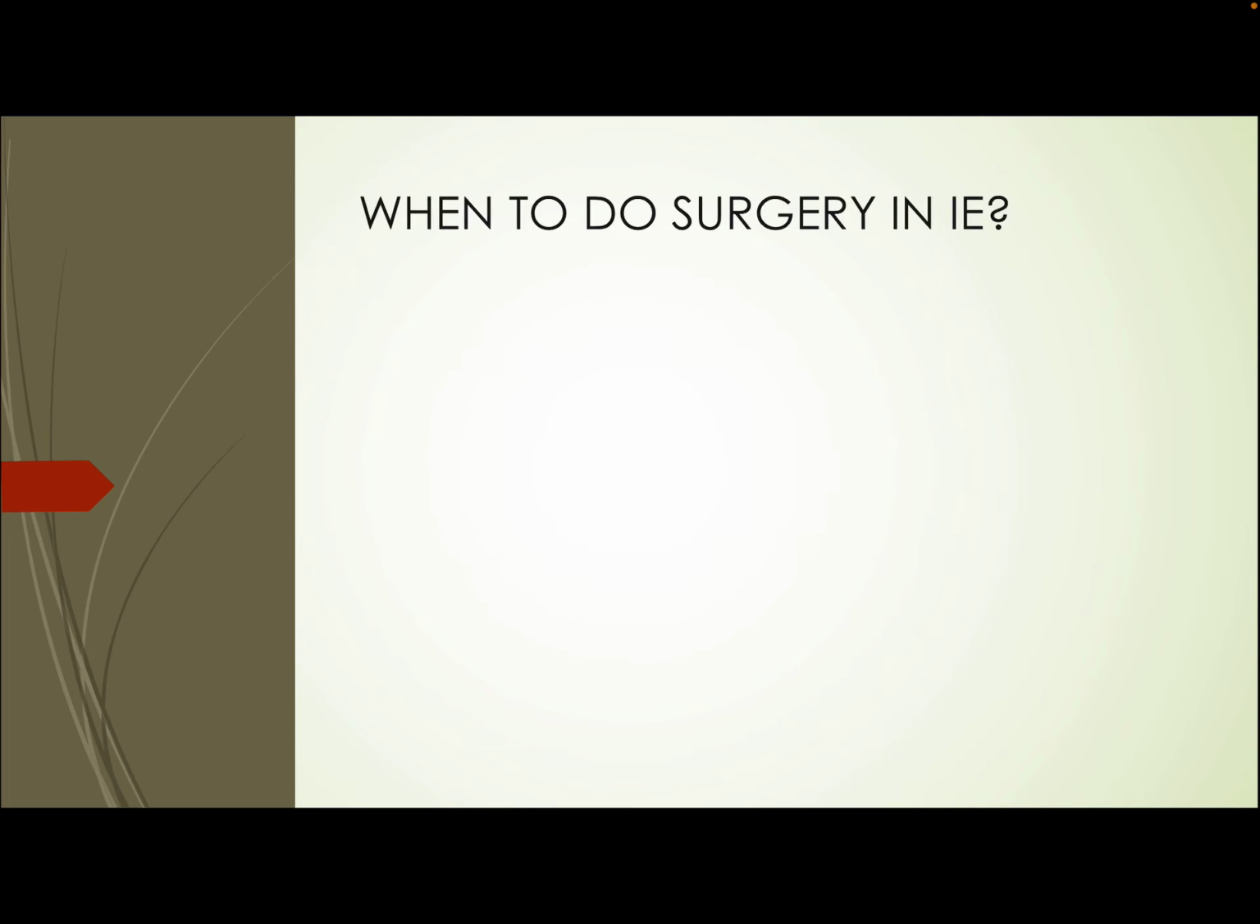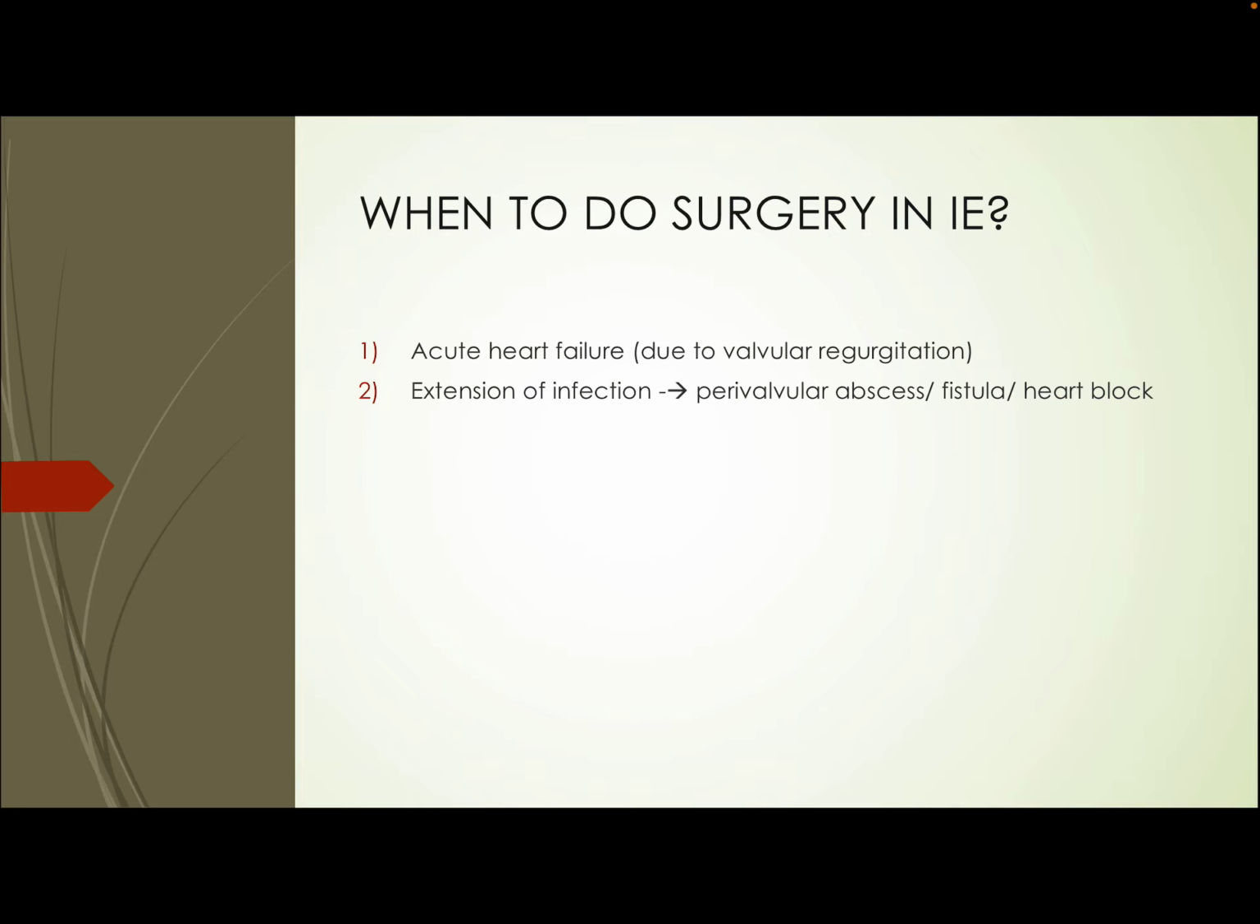Now, when do you consider surgery in IE? So apart from the antibiotics, when do you do surgery? So if the patient has acute heart failure due to severe valvular regurgitation, you have to do surgery of those valves. If there's extension of infection into a perivalvular abscess or a fistula, eventually even leading to heart block, those patients need surgery. If the organism is very resistant, like a multi-drug resistant pathogen that's not going to be treated with your usual antibiotics, then surgery is warranted.